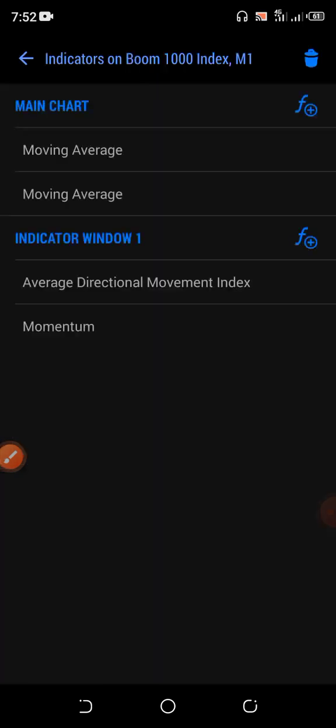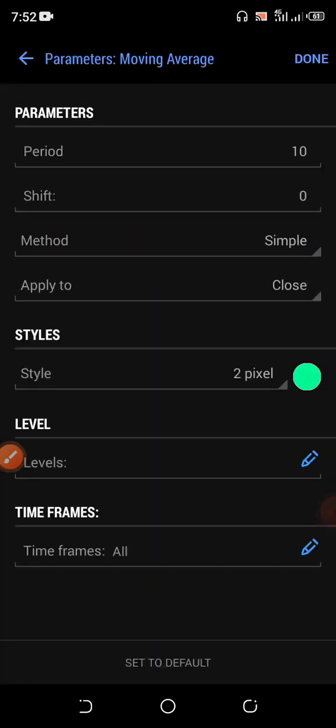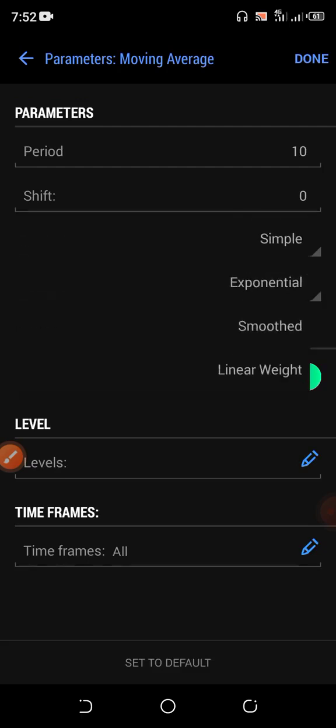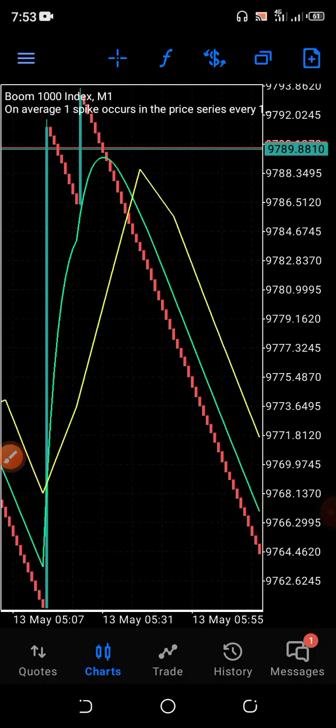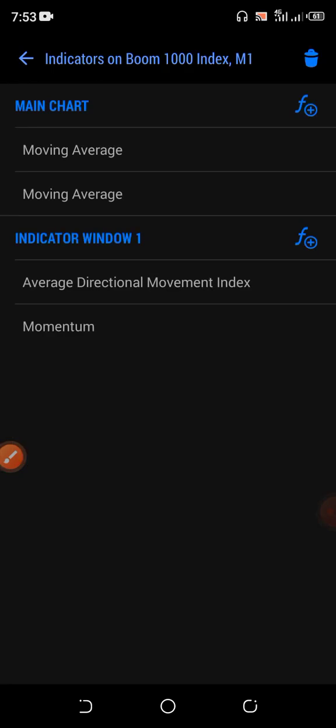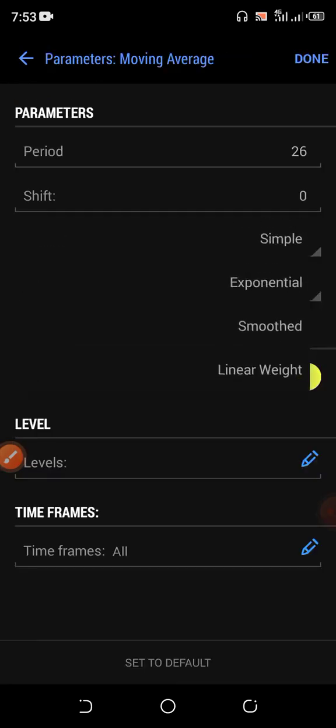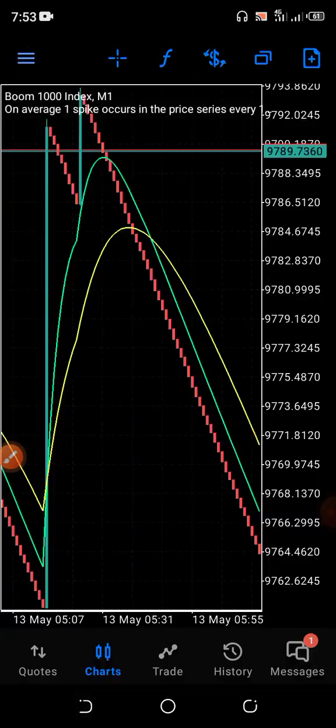So let's use the same, but this time we are changing it to exponential. Let me show you. Do you see what happened? The same exponential, and let's add 26. Let's change the 26 moving average to exponential. Let me show you. Do you see what happened now?